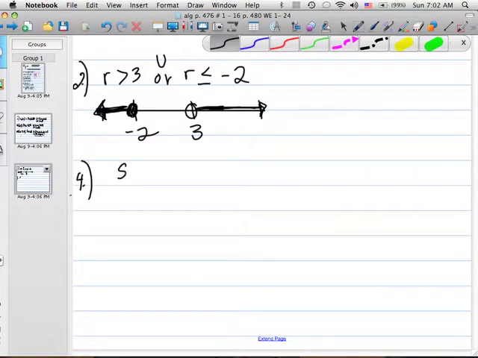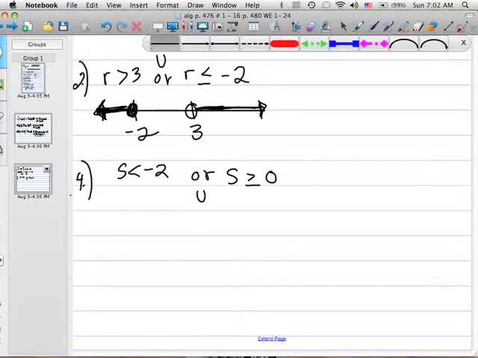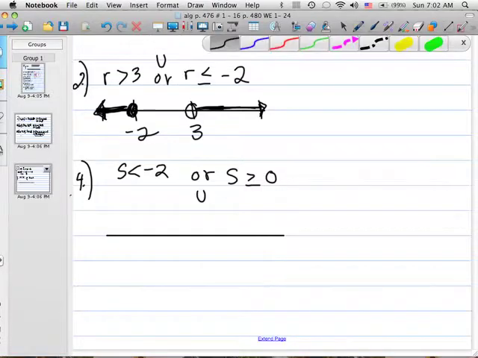Problem number 4, s is less than -2, or s is greater than or equal to 0. That's union. So we just put them together on the same number line. Here's -2 and 0. Make sure you put your numbers down correctly. We have an open circle at -2 since it says less than, all the numbers less than -2. Solid arrow at the end. Or all the numbers greater than or equal to 0. So closed circle at 0 is shaded to the right.